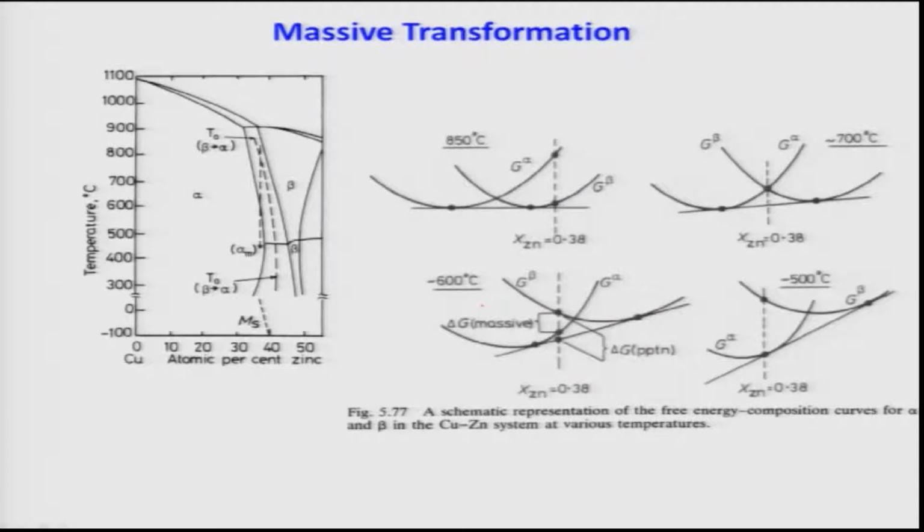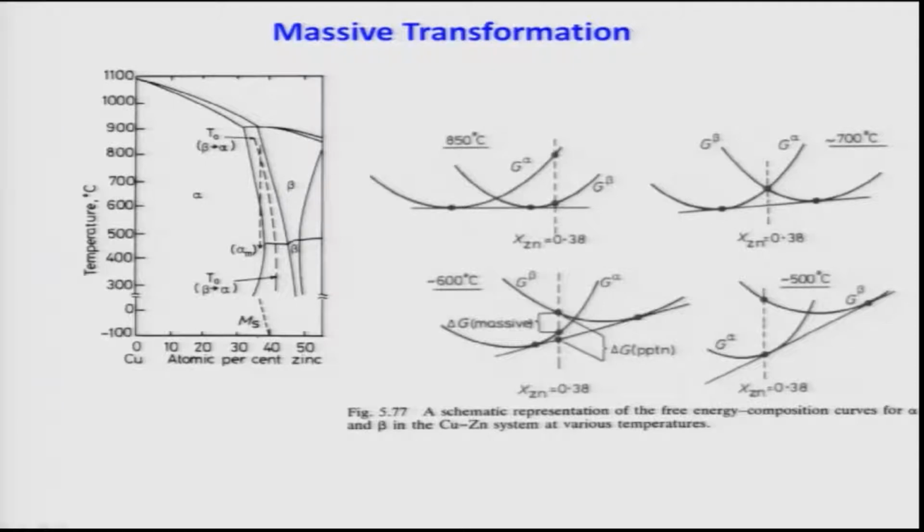As you see here, temperatures are not T1, T2, T3, T4, but specific values are given, and this is part of the copper zinc phase diagram. We are talking about an alloy which is, I think, 38.7% zinc, and here all the temperatures are shown. The T0, which is the temperature where the free energies of beta and alpha are the same, is shown. Along with that, the martensite start transformation temperature is also shown. You can clearly see this is MS.